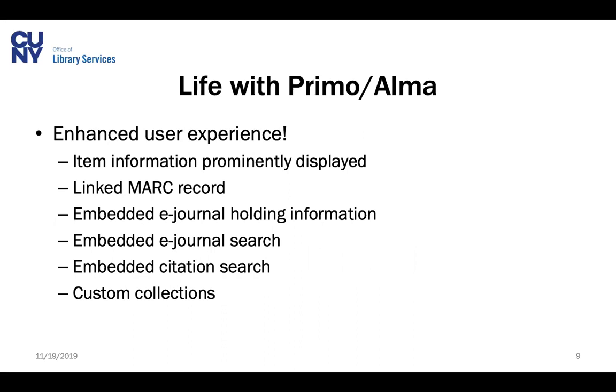And so life with Primo Alma will actually be better, we think, because it will have an enhanced user experience. I just want to show you what some of these things are. It will mostly stay the same. OneSearch will behave the way it does now. It'll return results from the local catalog. It will return results from the central index for the electronic titles and so forth. But there will be some things that will be improved because Primo and Alma together work better than Primo and Aleph.